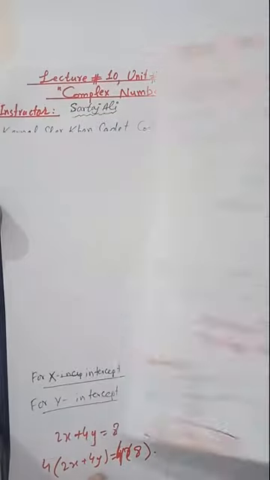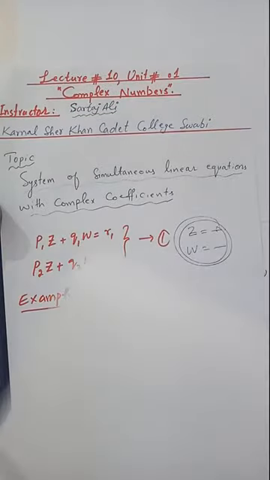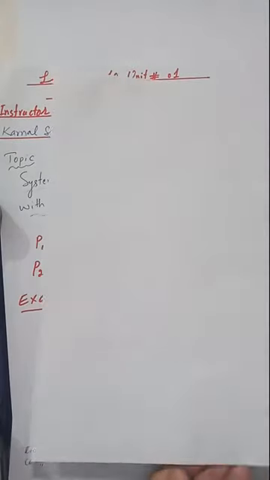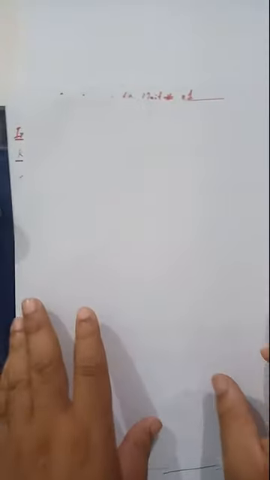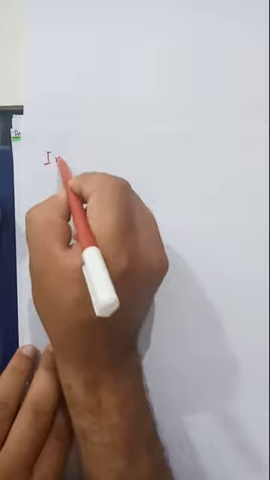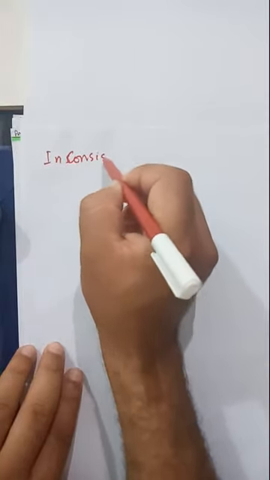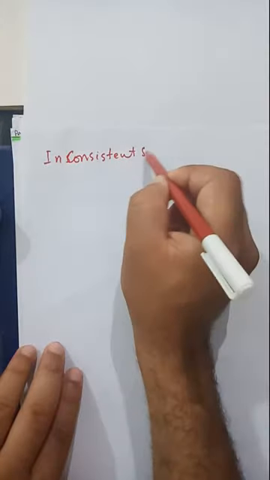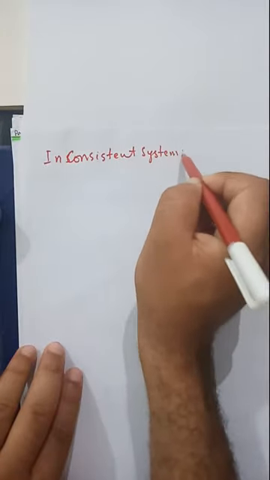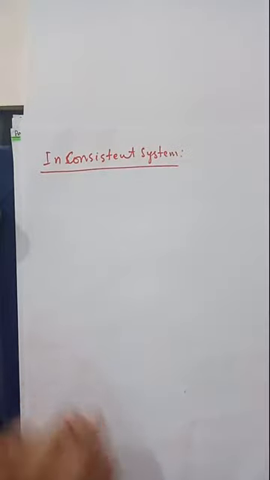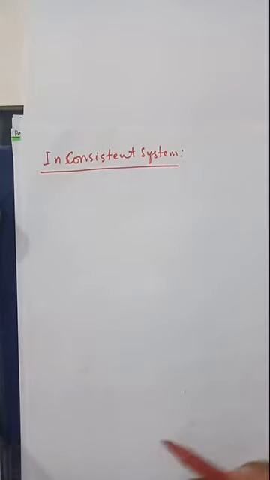And if a system has no solution, then that system is called an inconsistent system. Inconsistent system. Consistent system. The video is becoming lengthy, but these points must be discussed because they are included in your course.